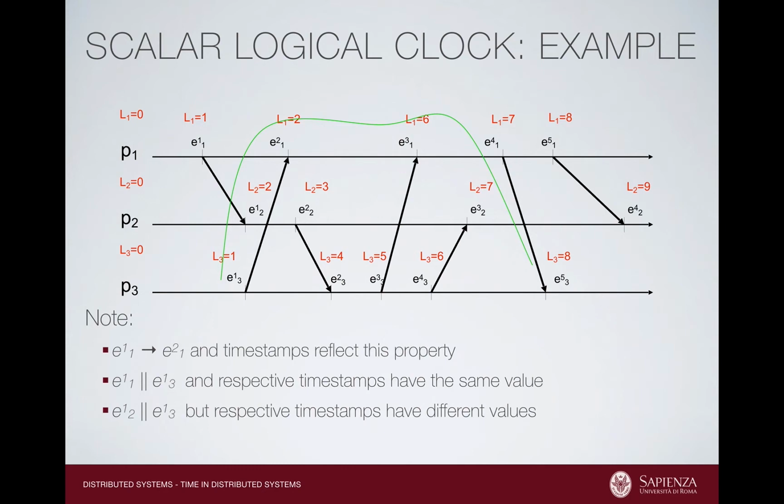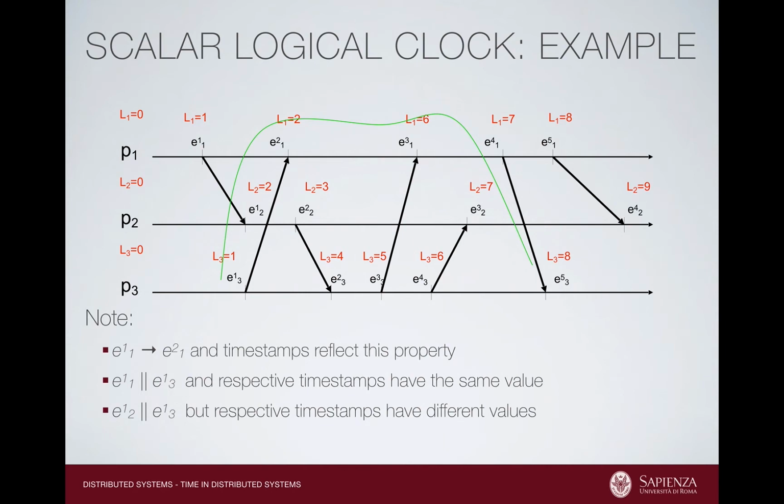So what P1 does is take the maximum, when it receives E21, between its old timestamp, that is 1, and the timestamp attached to the message, that is 1. The maximum between 1 and 1 is 1, and then it increases its logical clock by 1 because it creates a receive event locally, and so it timestamps the receive with a logical clock value of 2.